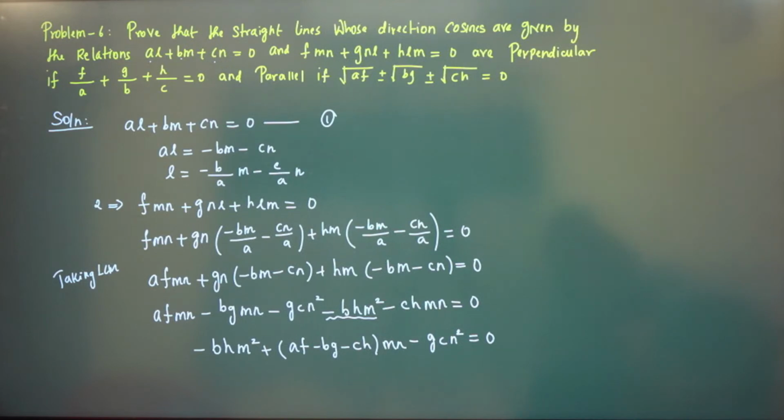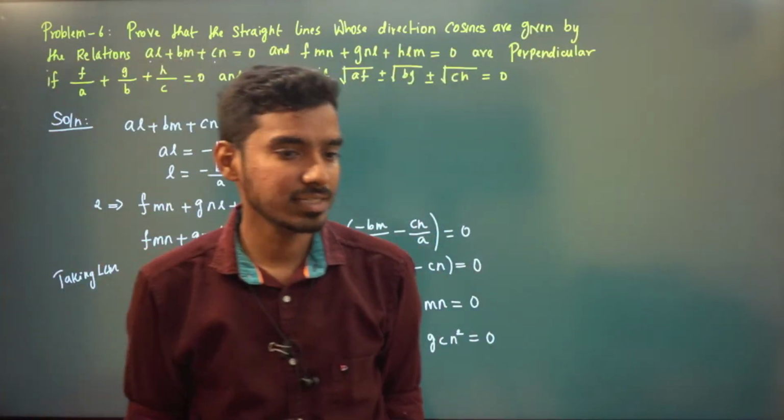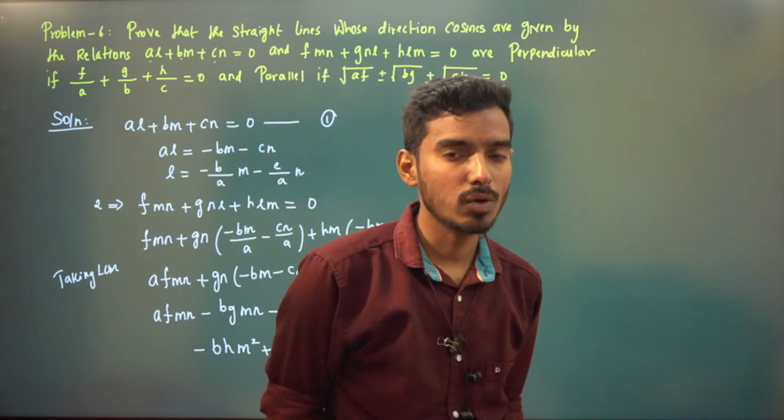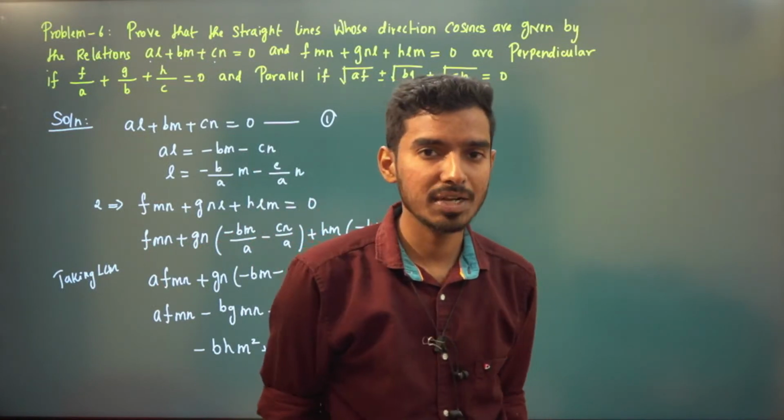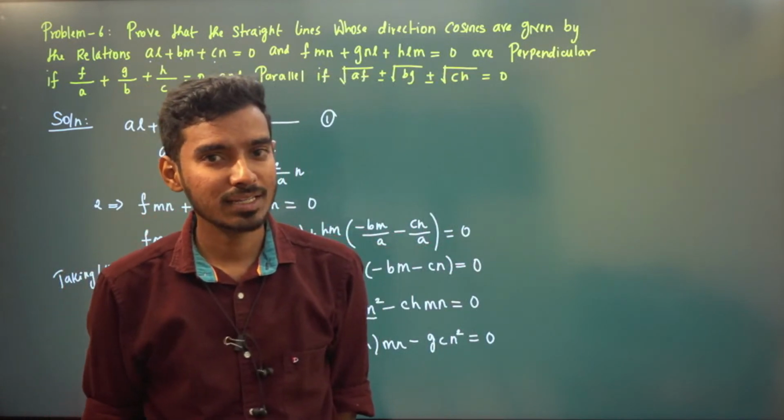Let's just think about it. Yes, L1 has to be equal to L2. That is the condition for parallel, right? L1 equal to L2, M1 equal to M2, N1 equal to N2. But how will we connect that here?